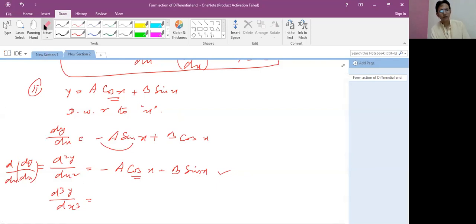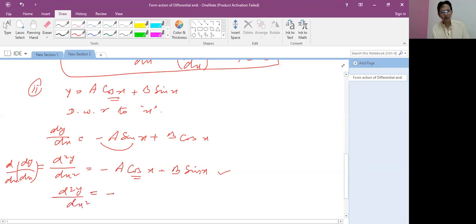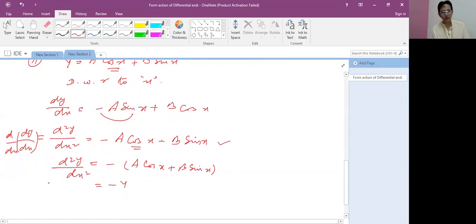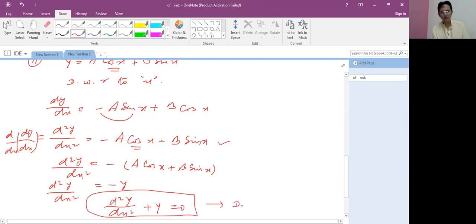Because if we take common, student, both equations are similar, so we will stop here. So d2y over dx square equals minus common, a cos x plus b sin x, because both are similar, so we put minus y. If we shift y to the left hand side, d2y over dx square plus y equals 0. This is called a differential equation. So these are the examples about the differential equation, student.